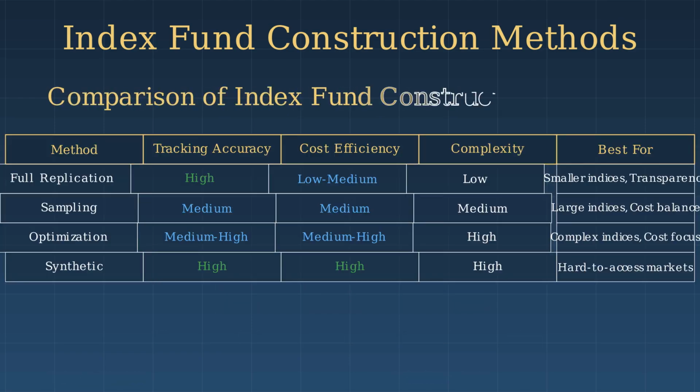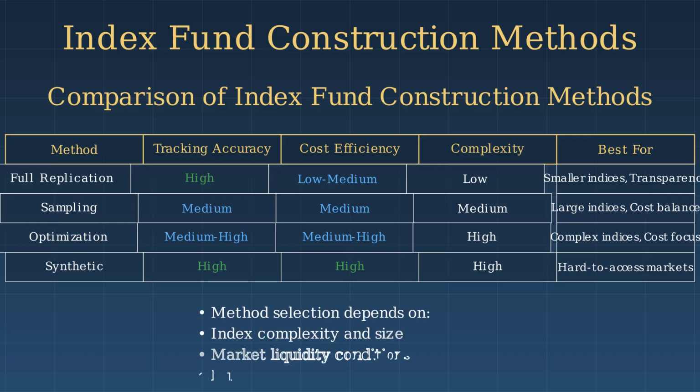Let's now compare these four methods across key characteristics like tracking accuracy, cost, and complexity. The choice of construction method depends on multiple factors, including the complexity and size of the target index, market conditions, fund size, and investor preferences.